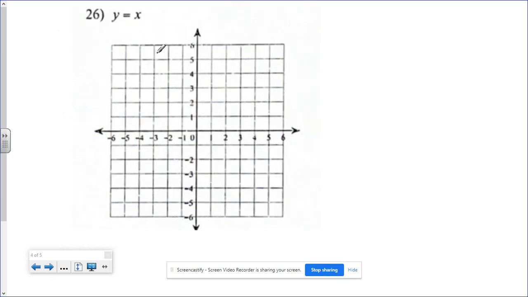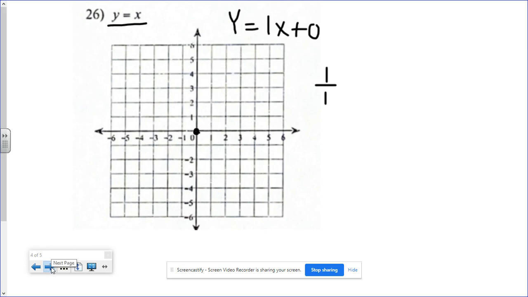I'm going to give you some help on number 26. This one's tough because it just says y equals x, but this is the same thing as y equals 1x plus 0. So your first point, you're going to make it 0, and then your slope is 1 over 1. So from there, you'd go up 1, right 1, up 1, right 1. That's the same thing as y equals x. They just left some of those numbers out.